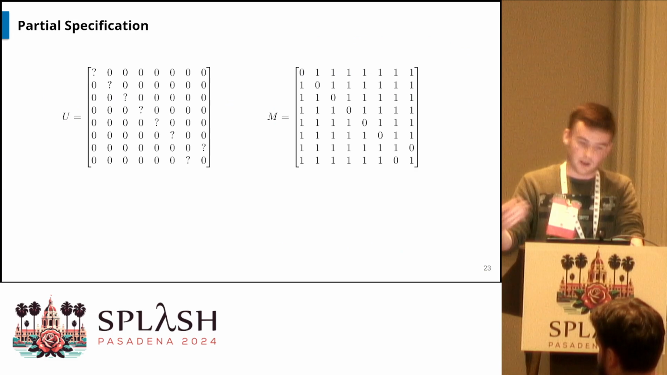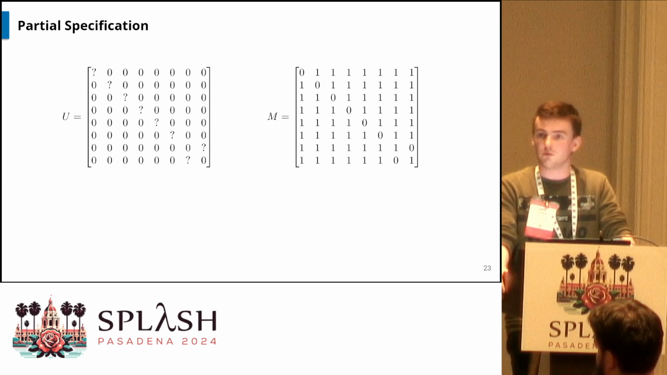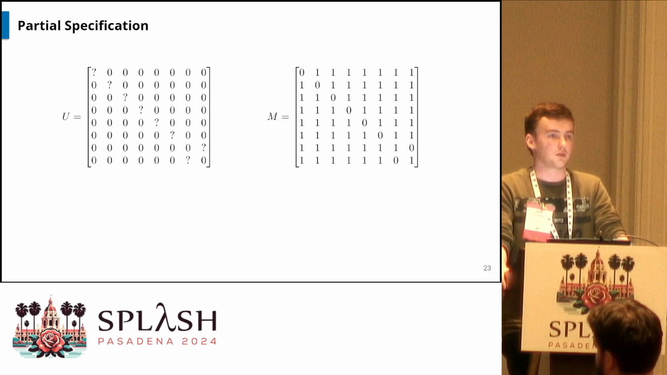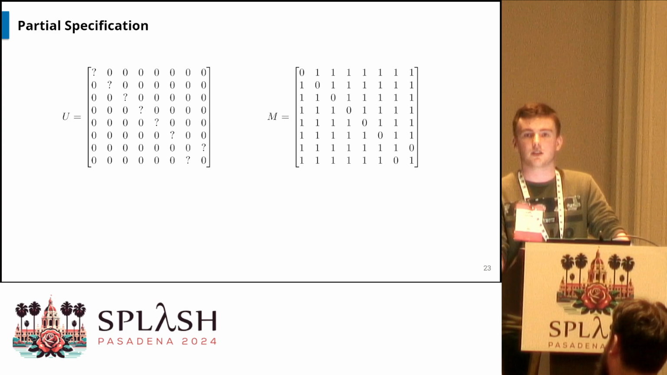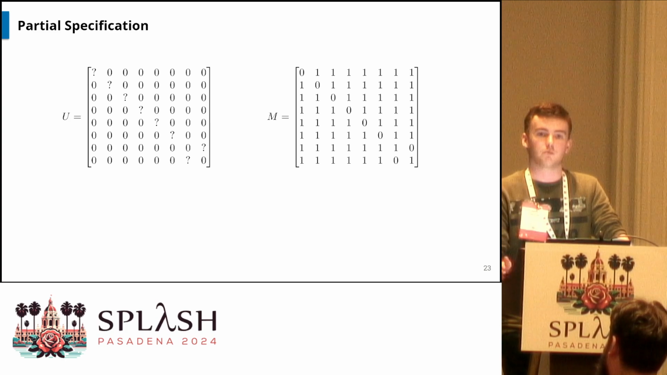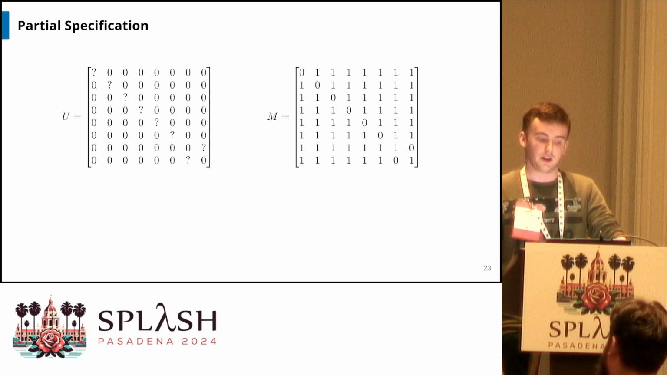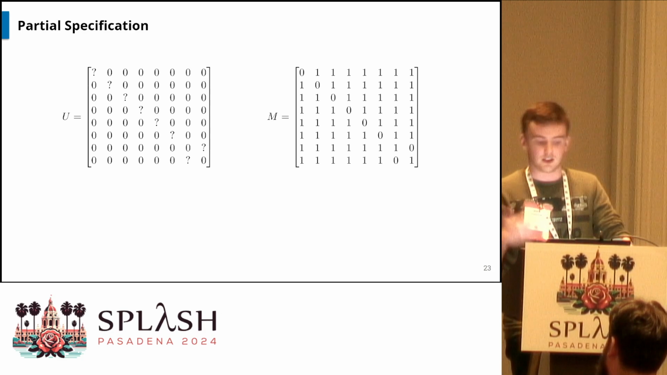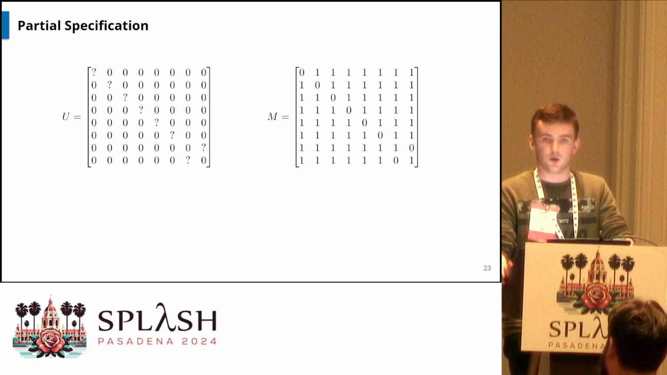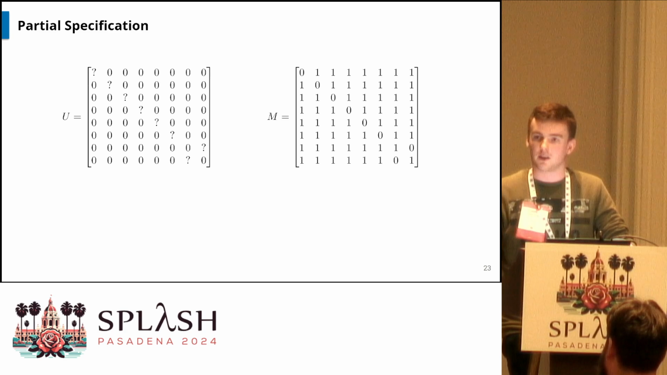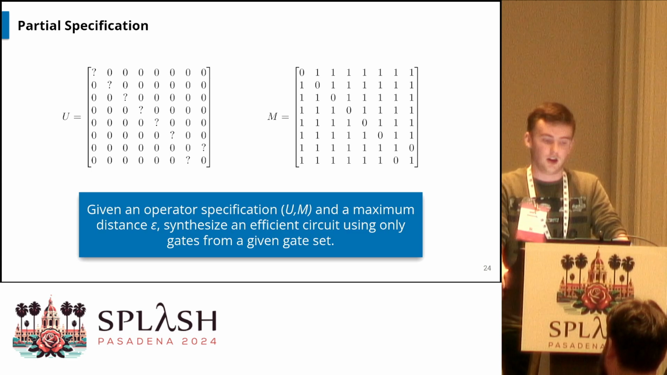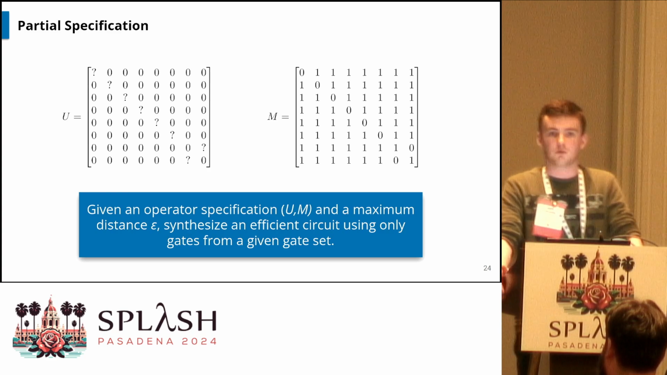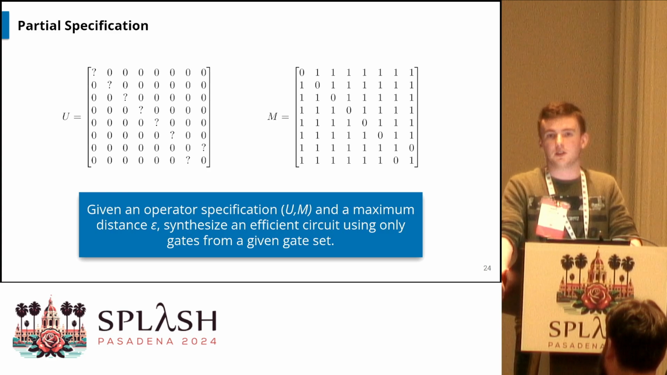So how do we specify this? Well, we specify this with two matrices instead of one. One is our original specification U. Another one is a Boolean matrix, and this Boolean matrix indicates which elements you want to specify and which elements remain underspecified. If you want to give this to your computer, you basically say U on the question marks: 1, minus 1, doesn't matter. Our algorithm doesn't look at this. So we get our final problem statement: given an operator specification U, M and a maximum distance epsilon, synthesize an efficient circuit.